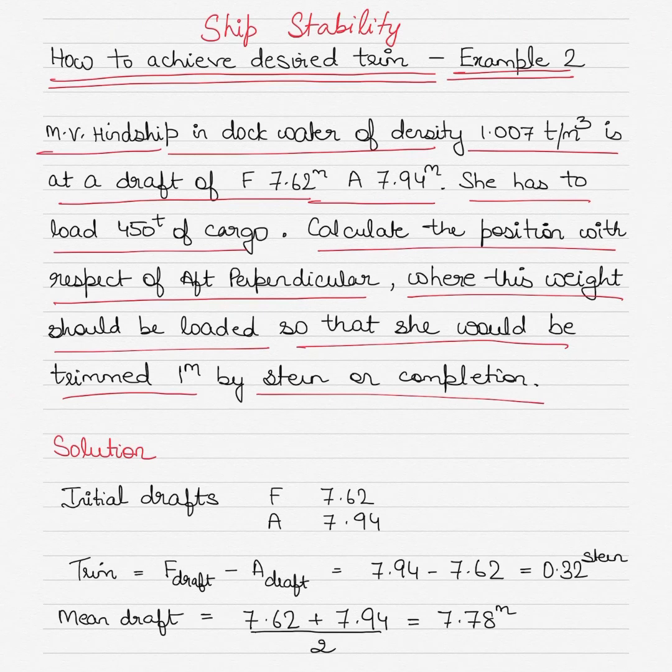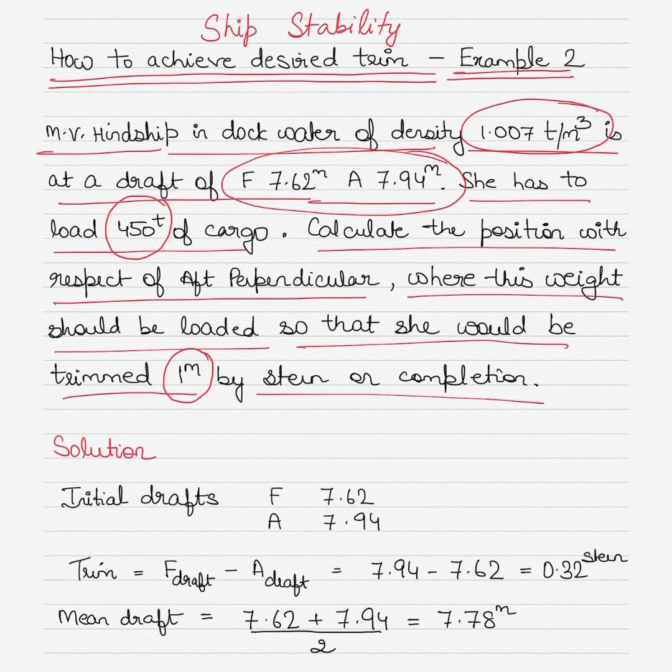So currently we'll find out what is the trim, and then we have to find out how we can achieve the desired trim of 1 meter. A few things that you have to note is, of course, firstly how much weight you have to load, that is 450 tons, and the drafts which are given forward and aft. But the most important thing for you to note here is the density of the water in which the ship is currently floating in, and that is 1.007.